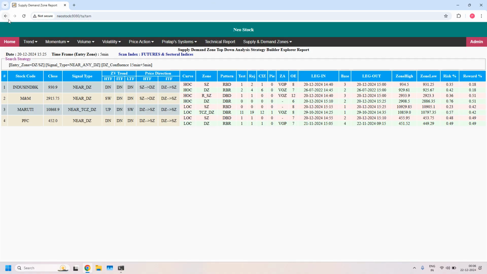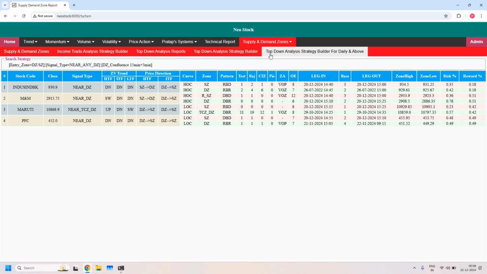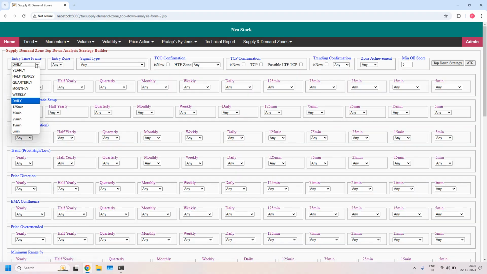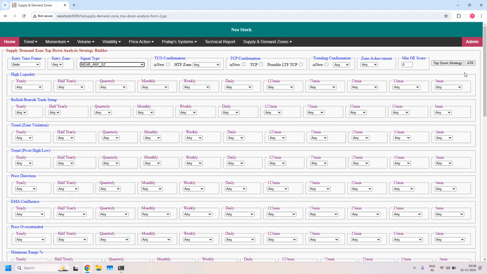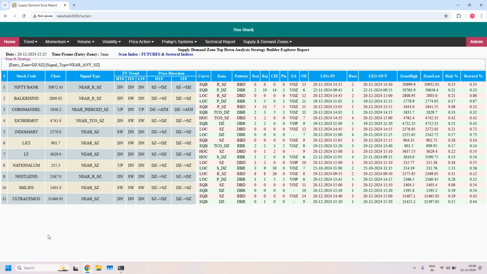Okay, next, 5 minutes time frame. Stocks near 5 minutes supply zone. We got 11 stocks. Out of these 11, how many are having ITF confluence? Let's filter.